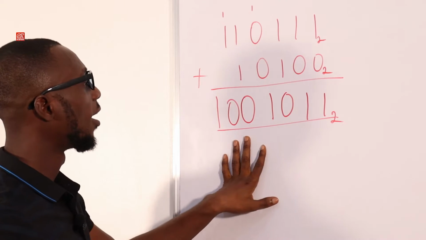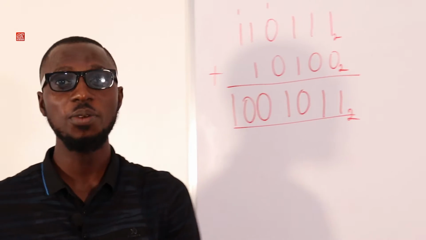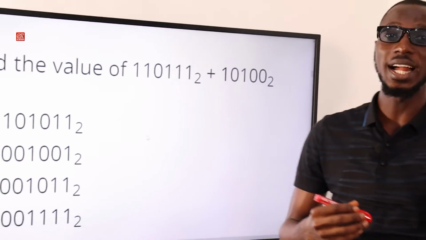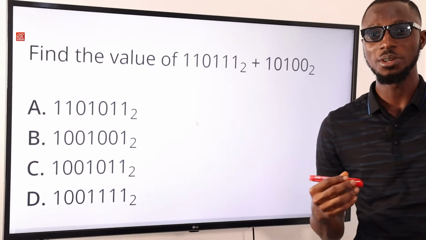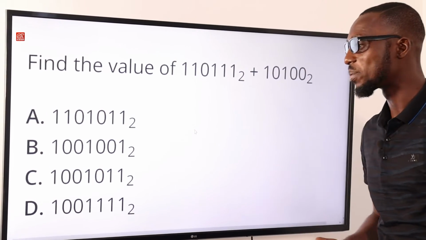So this is 1100110 base 2. Let's go back to the board and search for the option. I just called that out so that we can have the solution or the value correctly. So that option is option C.